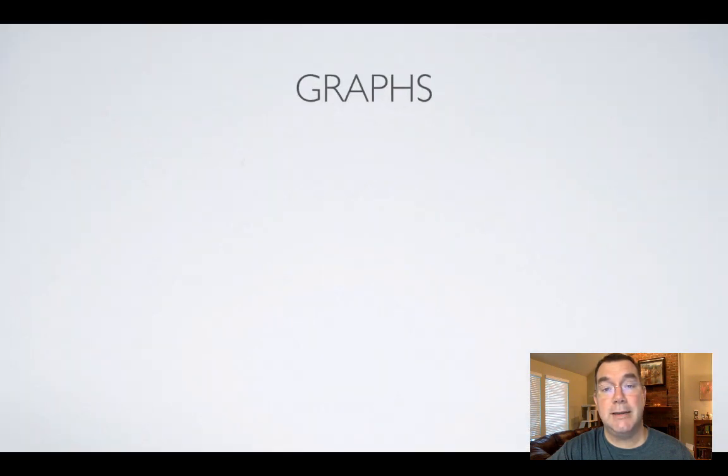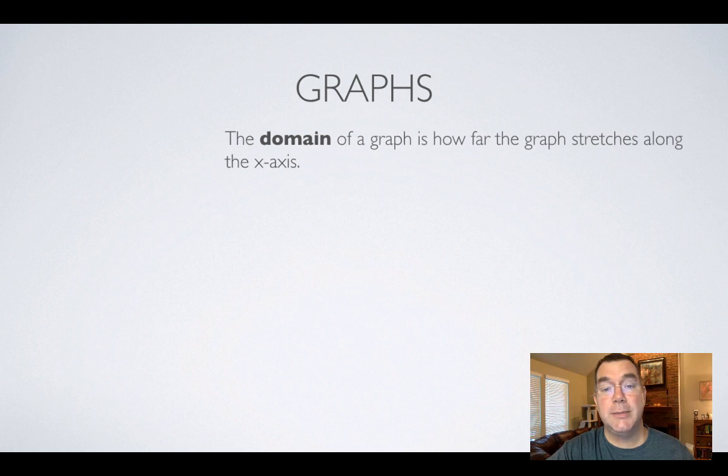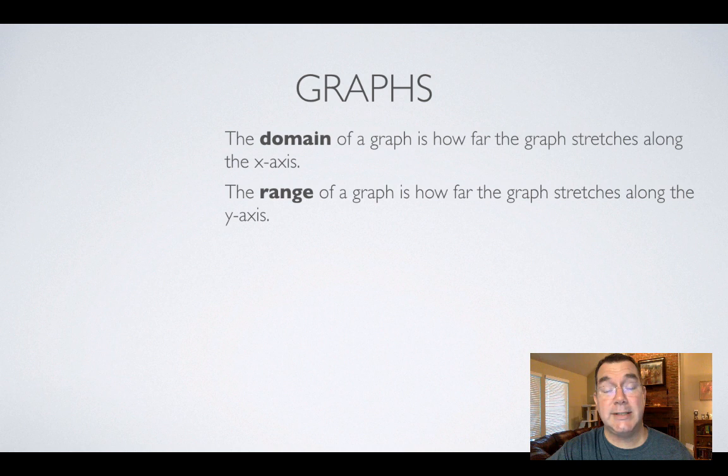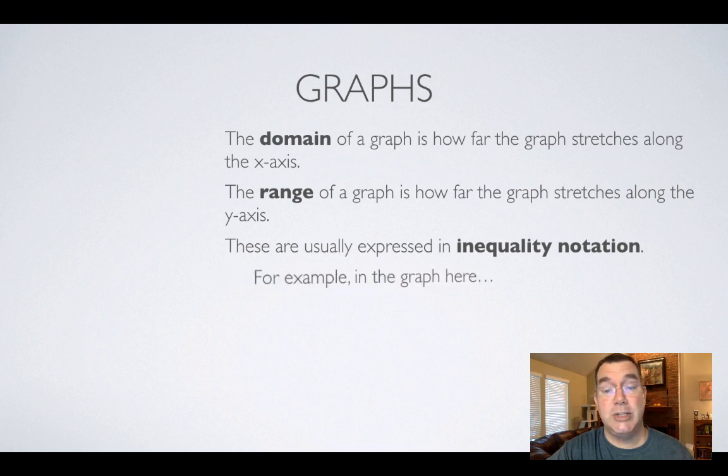All right, and the final way that I can give you some information is with a graph. So the domain of a graph is going to be how far the graph stretches along the x-axis. So we're going to use the x-axis to measure how far left and how far right the graph actually goes. And then the range is going to be how far it stretches along the y-axis. So we're going to use the y-axis to measure how far down and how far up the graph goes. And these are usually expressed in inequality notation.